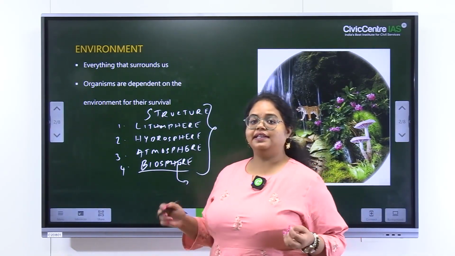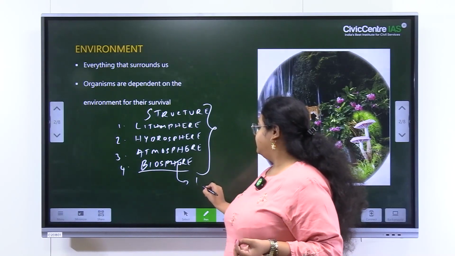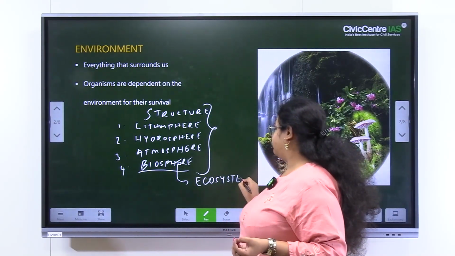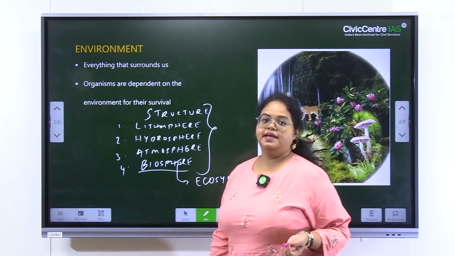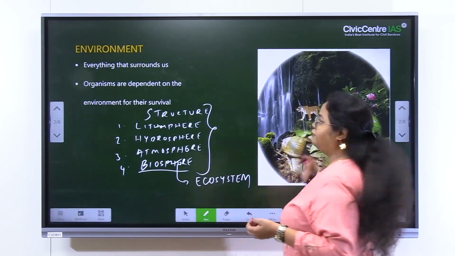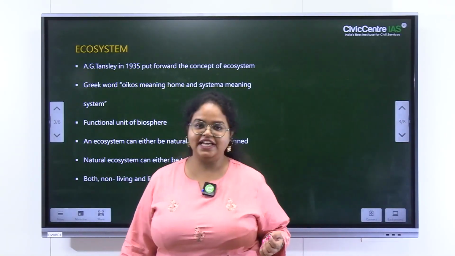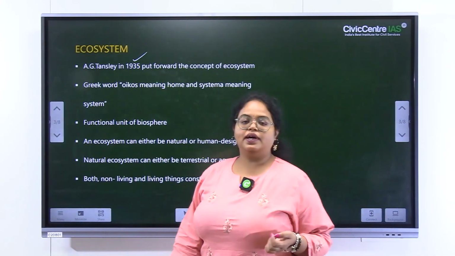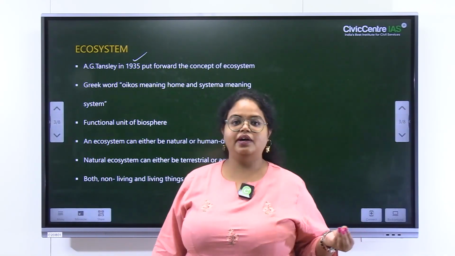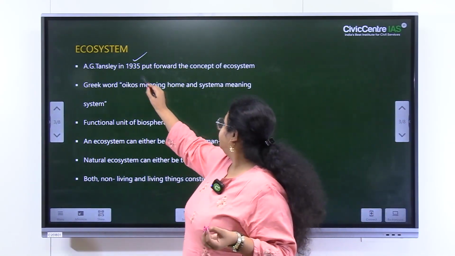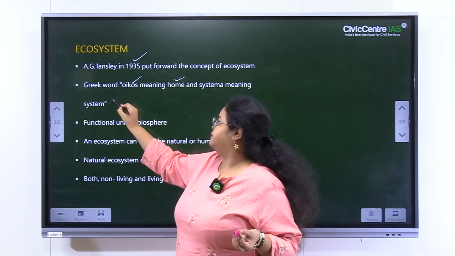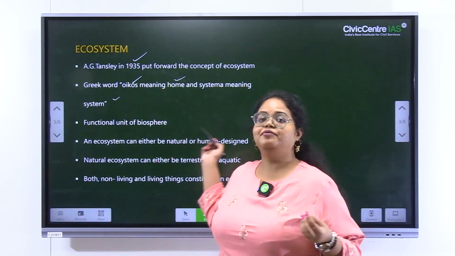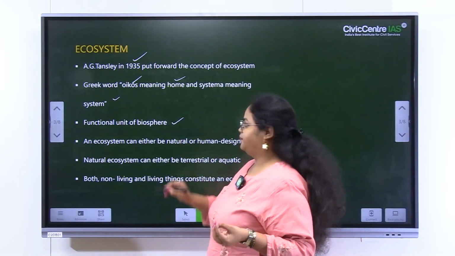So let's look at the functional unit of biosphere, that is ecosystem. The word ecosystem was coined by a famous ecologist named A.G. Tansley in the year 1935. And this word is derived from the Greek words oikos, meaning home, and systema, meaning system. As we have already said, it is the functional unit of biosphere.